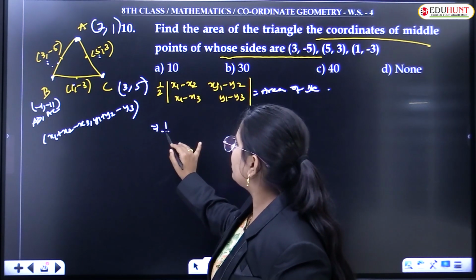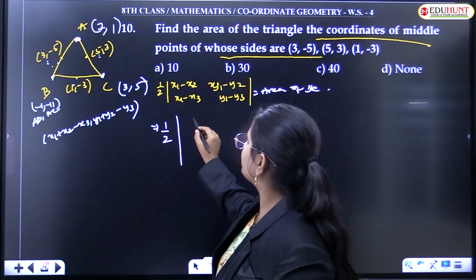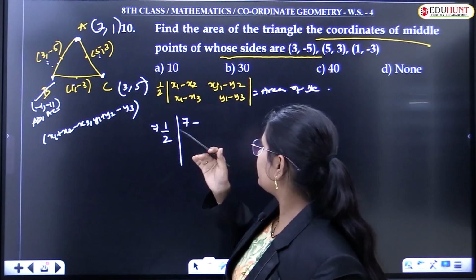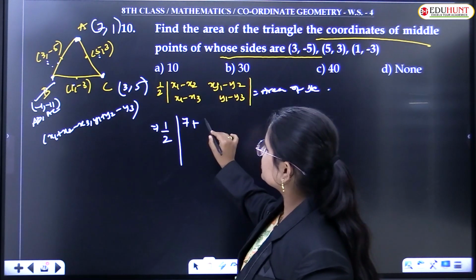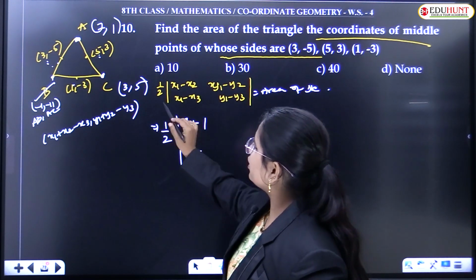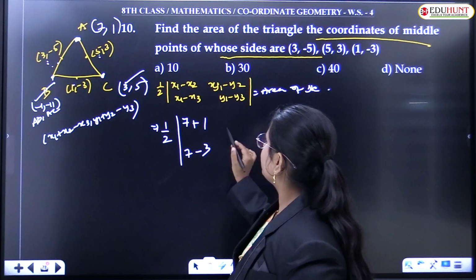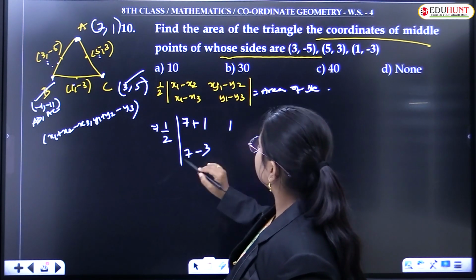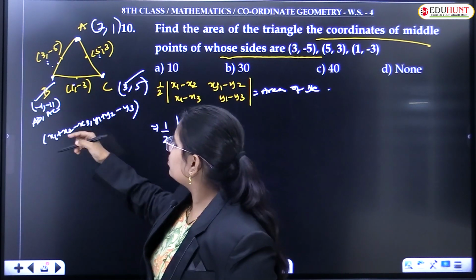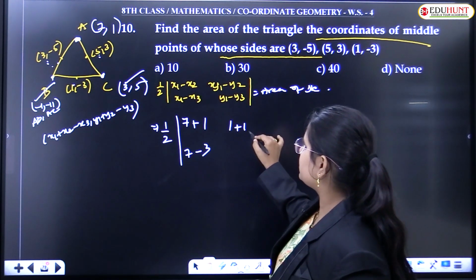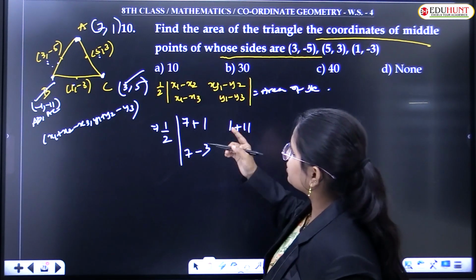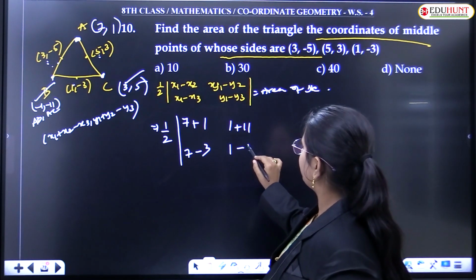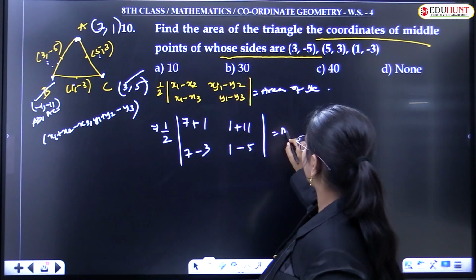So what I am having is half modulus of, what is x1? 7 minus what is x2, which is minus 1. Minus of minus is plus 1. Next, 7 minus what is x3 here? 3. Next, what is y1? y1 is 1. Next, what is y2? y2 is minus 11. Minus of minus is plus 11. Next again it is 1. What is y3? Minus 5. So this is the area of the triangle.